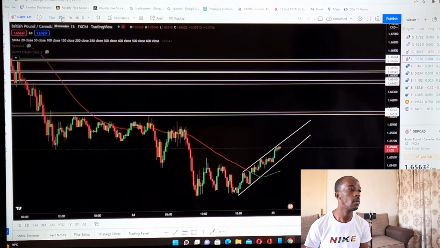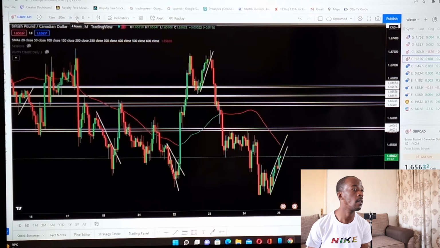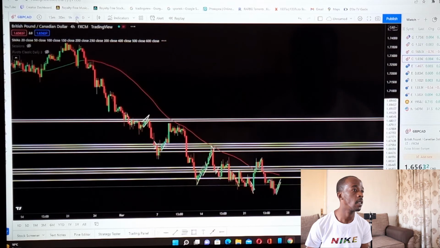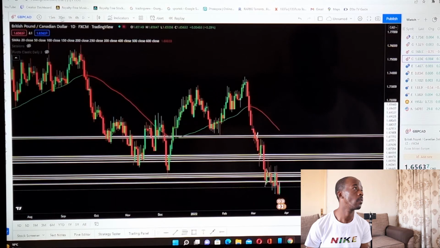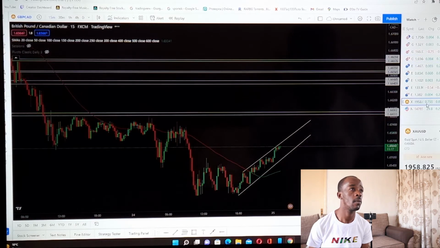So on 15 minutes, buyers are dominating. On 30 minutes, buyers are dominating, and it was a double bottom. As you can see, it made that W, so it can go up. On 1 hour, sellers are dominating. 4 hour, sellers are dominating. Daily, sellers are dominating. Okay, guys, without wasting any time, let me check gold.